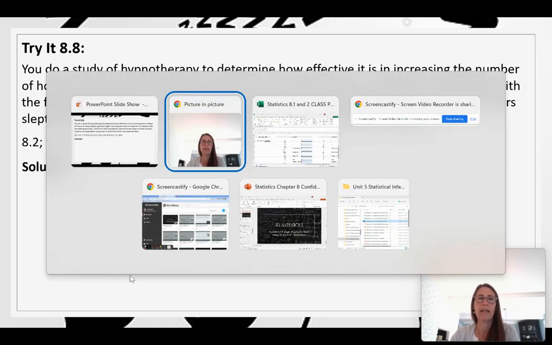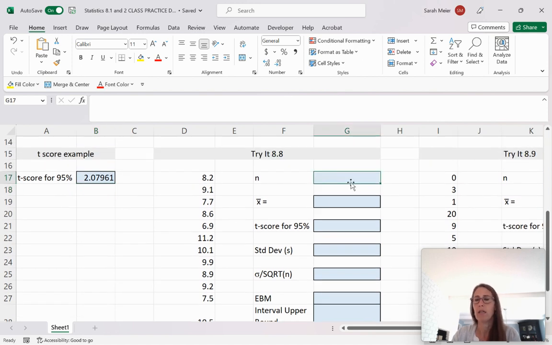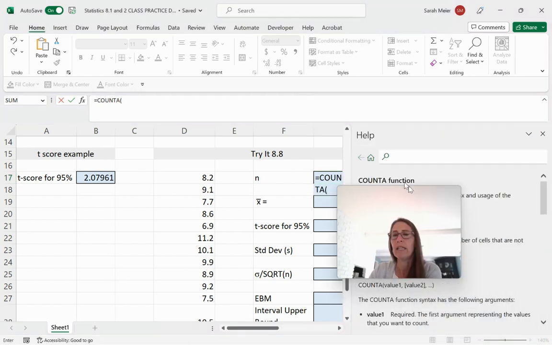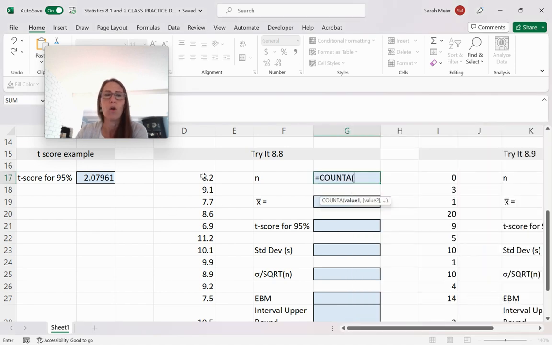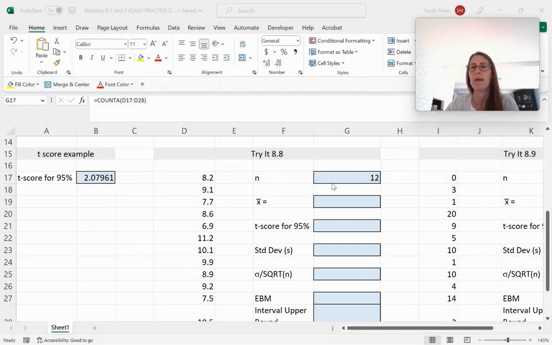Over in Excel, I have our data listed here. We know that we did 12 subjects, but I wanted to show you that if you didn't know off the top of your head how many you had, the COUNTA formula in Excel counts the number of cells that are not empty in the range we choose. I can highlight all of our data and hit enter, and it tells me there's 12. If you had letters and numbers and wanted to count just the letters or the numbers, you'd have to use something different, because COUNTA just tells us how many are not empty. You can also just type the number 12 in here.